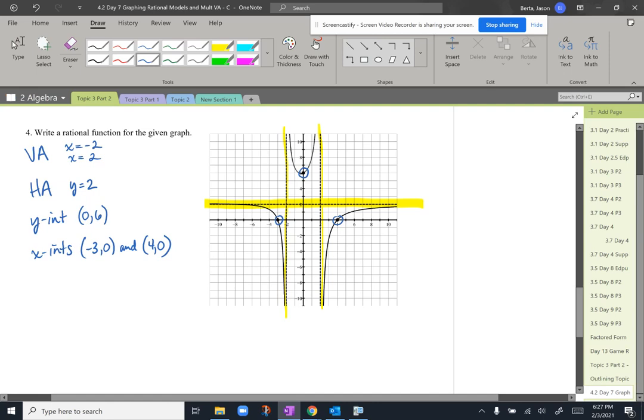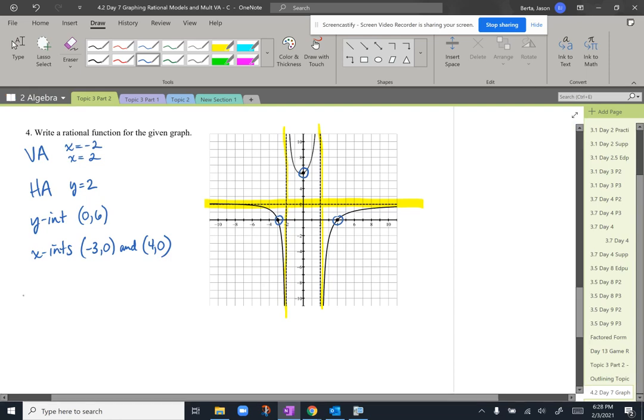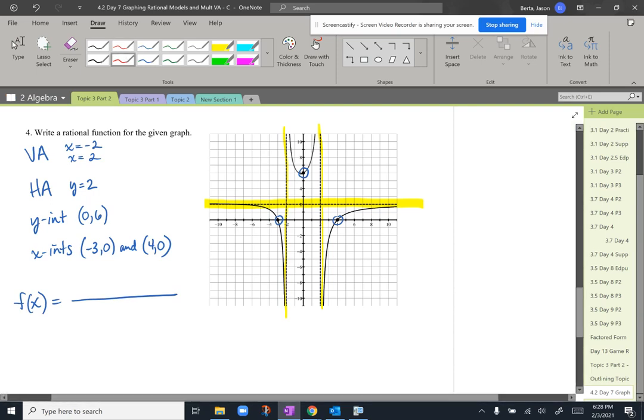So how do we use this information to start reverse engineering our rational function? Let's write our rational function first. We know it's rational, so there's going to be a numerator and a denominator. So let's write it out like that. And let's start by looking at the vertical asymptotes. We know that those correspond to the values that make the denominator equal to 0.